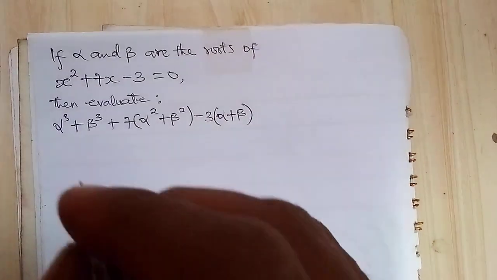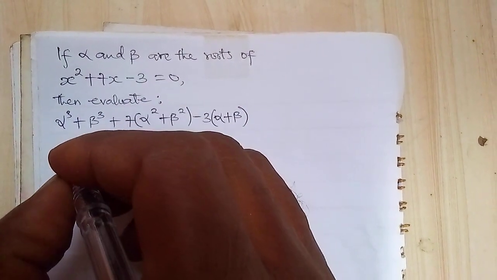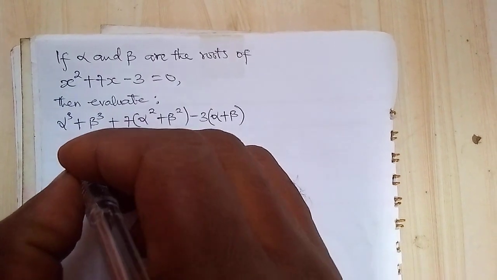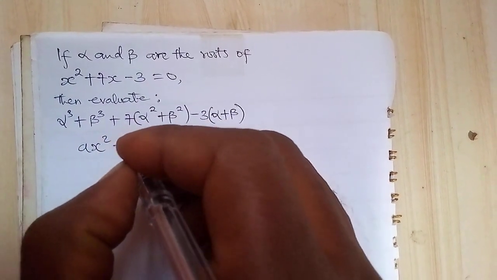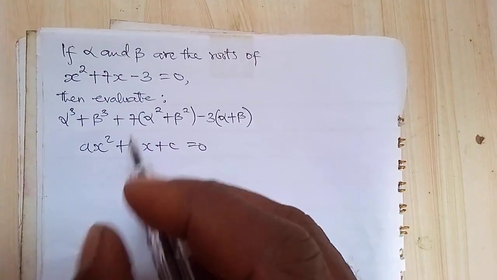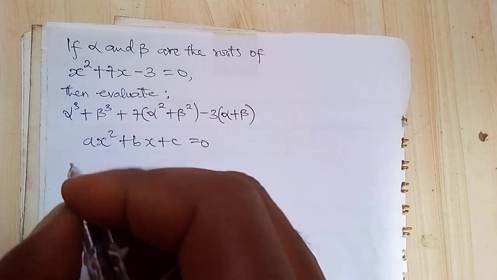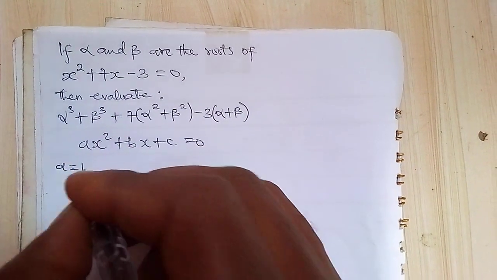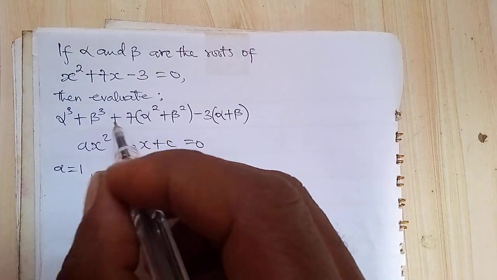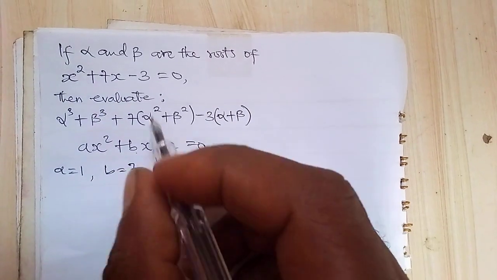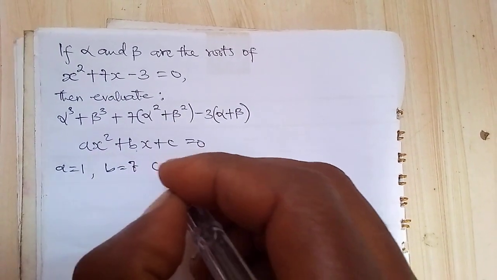Now, the first thing we need to notice is that we can recall that a quadratic equation is represented as ax squared plus bx plus c equals 0. If we compare that with this equation, we'll notice that our a in this equation is 1. So our a is 1, and our b is here 7, and our c is minus 3.